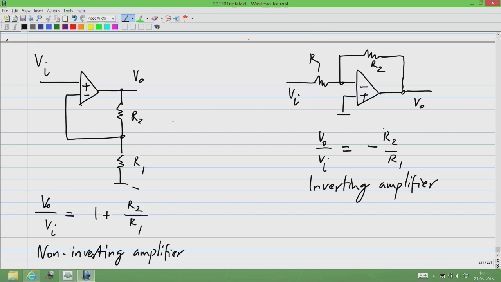So these are classic op-amp circuits, and by the way, these are true when the op-amp is ideal, which means A0 tends to infinity. If A0 is less than infinity, then A0 will appear in the expression for the gain, but as long as A0 is very large, the gain will be approximately equal to 1 plus R2 by R1. Similarly, the gain of the inverting amplifier will be minus R2 by R1.